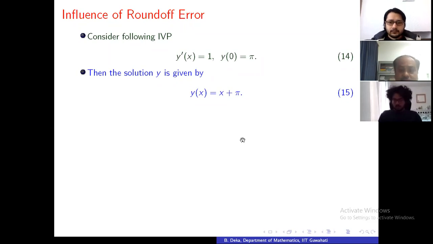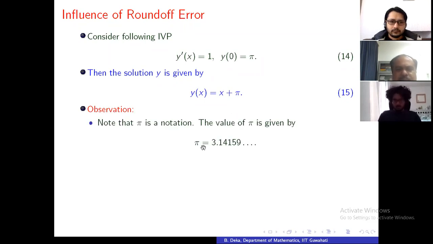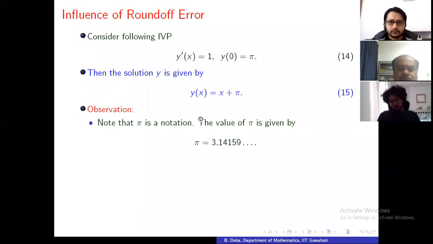But you already know that pi is a notation. So what is the value of pi? Pi is given by 3.14, and then it is a non-terminating decimal, so there is no end of those digits. So when you wish to find out the value of the solution at a particular point, that clearly depends on how much memory you have.